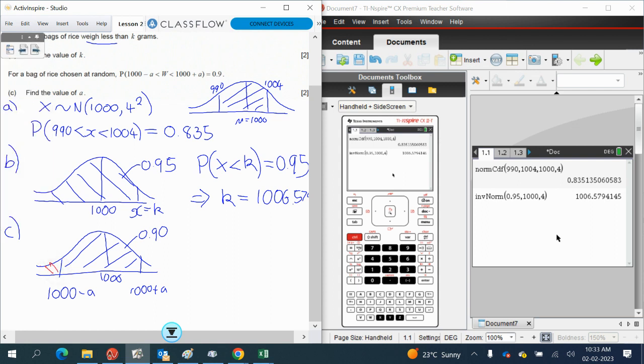How big is this area here? 0.05. Why? And what does that mean? That means it's 0.05. Why are they the same size? You're right. So the red area is equal to 1 minus 0.90, giving us 0.10.